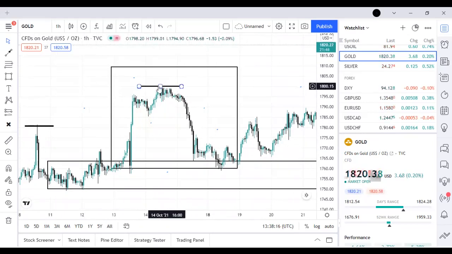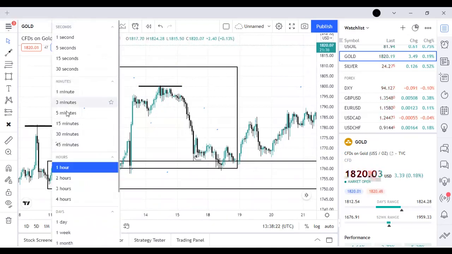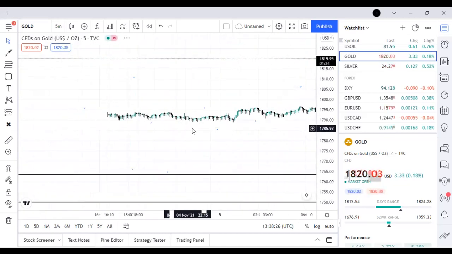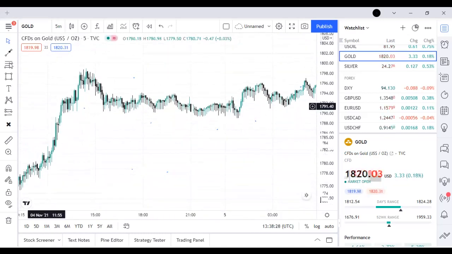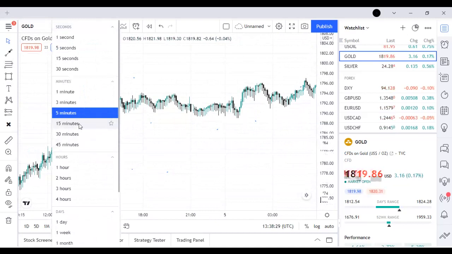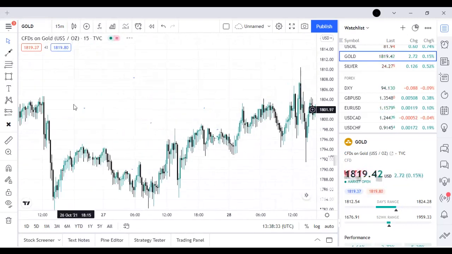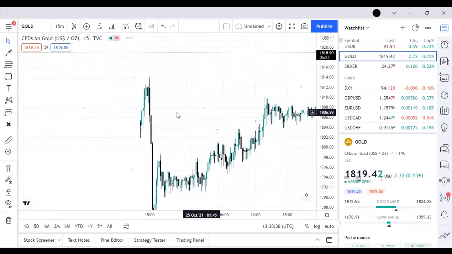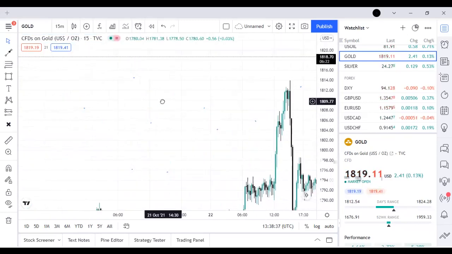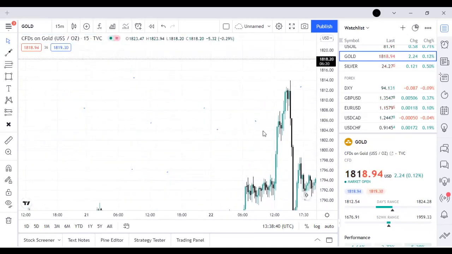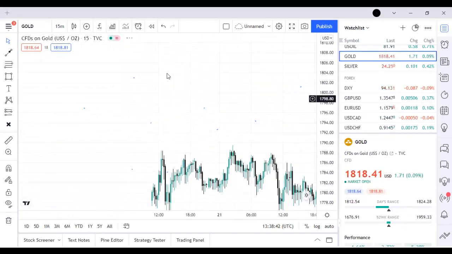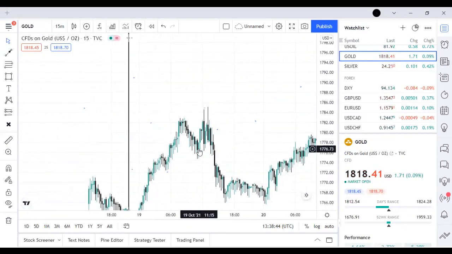and a liquidity trade that was actually created to trap a lot of people, right? Let's go to the 5 minutes, or let's go to the 15 minutes. Let's go back to that. Let's go to that particular region on the 15 minutes.